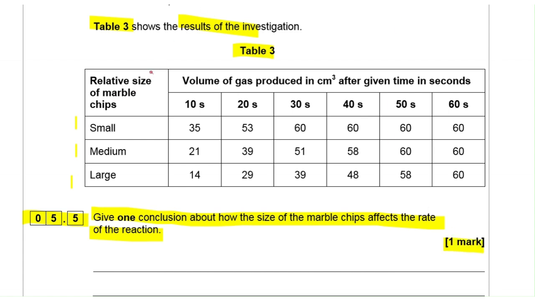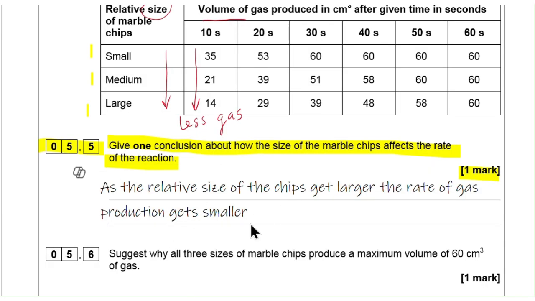The relative size of the chips is increasing as we go down. If we look at the first set of results on 10 seconds, the volume of gas produced is decreasing. So in order to get 1 mark, we can say as the relative size of the chips gets larger, the rate of gas production gets smaller or lower.